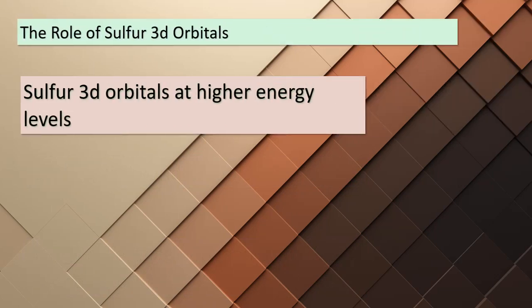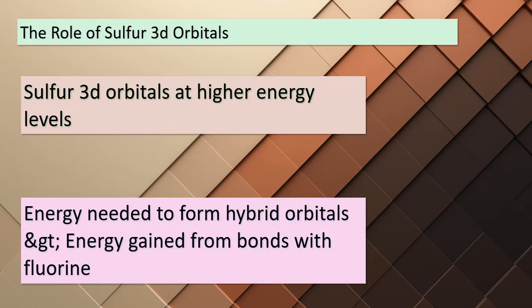Alright, students, let's take a closer look. The sulfur 3d orbitals are higher up on the energy scale compared to the 3s and 3p orbitals. This means that the energy required to create those hybrid orbitals is actually more than what we gain from forming bonds with the 6 fluorine atoms. Interestingly, theoretical calculations show that these sulfur 3d orbitals don't play a major role in bonding with the fluorine atoms. It's like they're hanging out in the background while other orbitals take the spotlight.